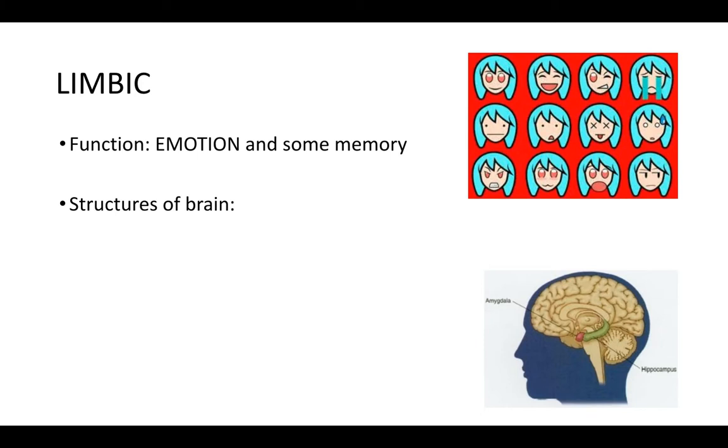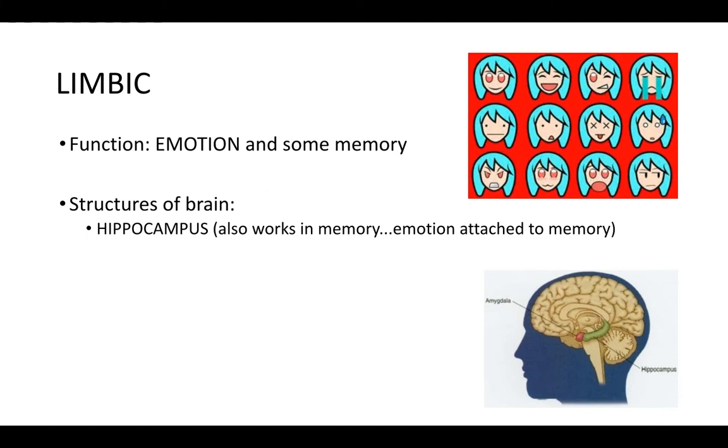The regions of the brain operating in our limbic system include the hippocampus, which you can see as this green structure in this diagram right here. The hippocampus also supports some memory function, which is why emotion and memory are attached to each other. The other region in your limbic system is the amygdala, this little red circle right here. The amygdala is the region more associated with emotion, and these are typically what are called survival emotions.